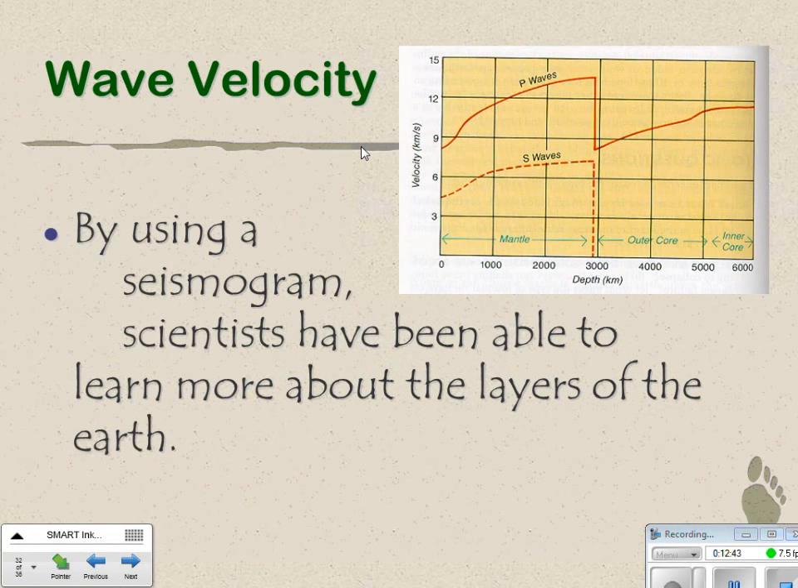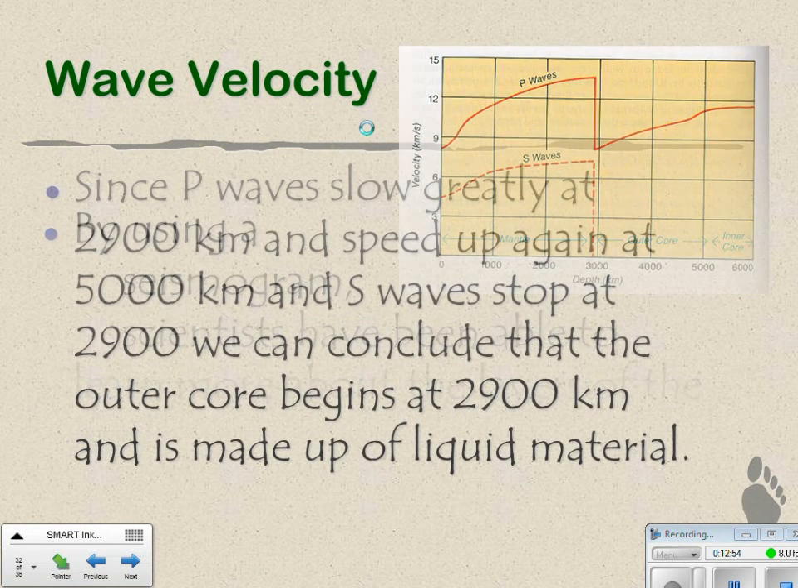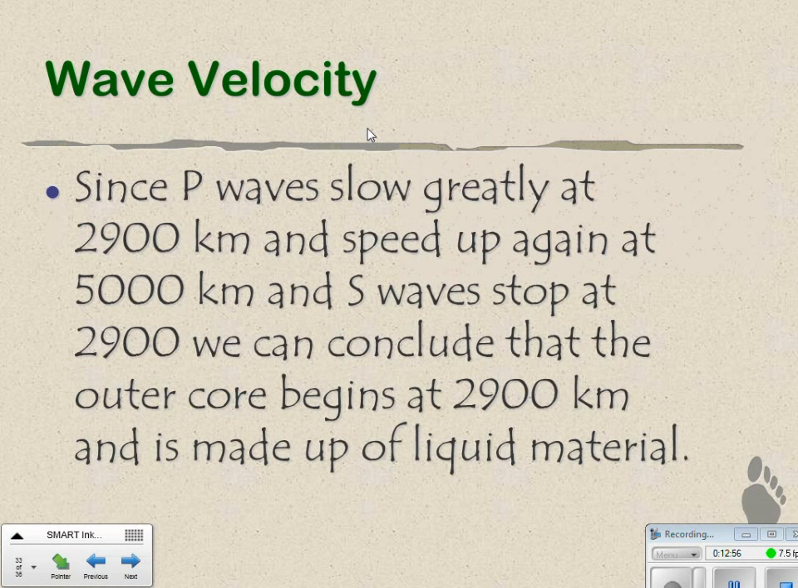Wave velocity. By using a seismogram, that's the printout here from the seismograph, scientists have been able to learn more about the layers of the Earth. Since P waves slow greatly at 2,900 kilometers and speed up again at 5,000 kilometers, and S waves stop at the 2,900 mark, we can conclude that the outer core begins at 2,900 kilometers and is made of liquid material, because we know those S waves only go through solids. So if the S waves stop, it must stop being solid.